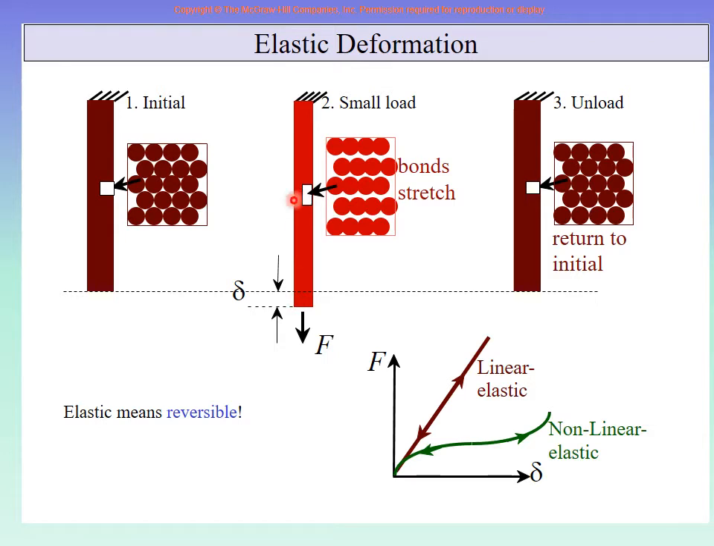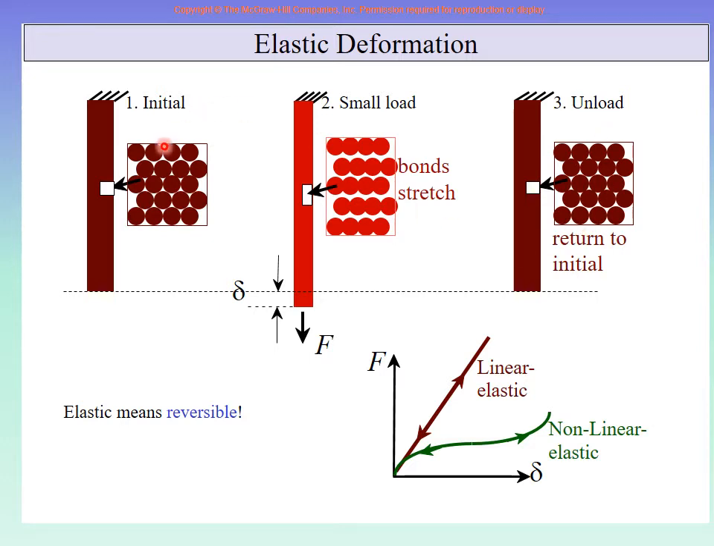And what happens is that this square piece becomes rectangular. And the bonds between the atoms or molecules, they stretch. They do not break, they stretch. So the shape changes. But when you remove the force, all this deformation is gone. This piece goes back to exactly a square shape, and all the atoms and molecules that were stretched go back to their original locations. So this was the condition after a small load, and this is the condition after unloading.